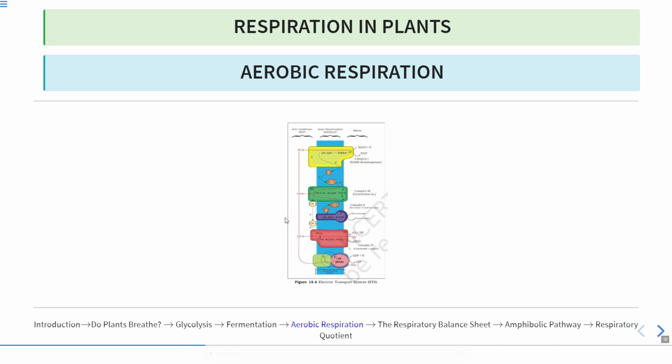So the concentration of hydrogen is much higher in the intermembrane space, in the space between the outer membrane and the inner membrane. So this hydrogen is transported later through the ATP synthase to the inner mitochondrial membrane, and ATP is synthesized, right?